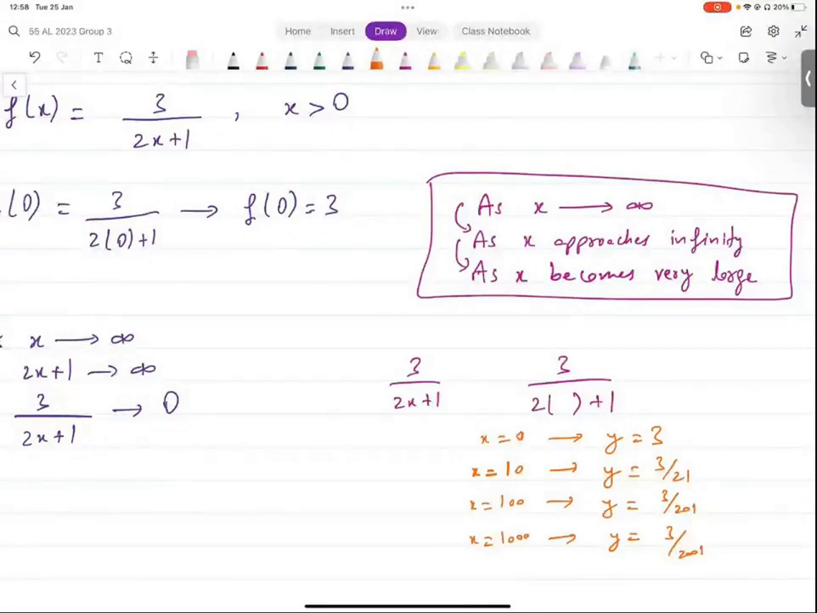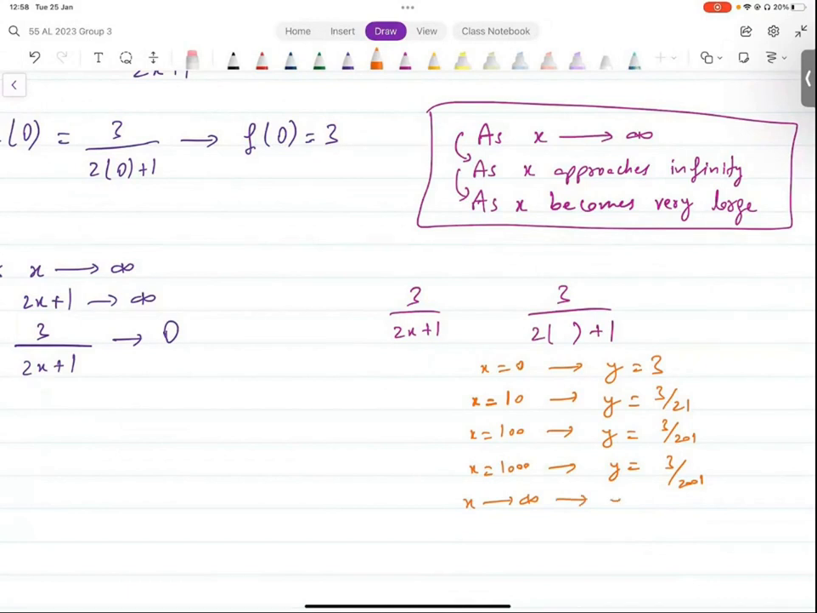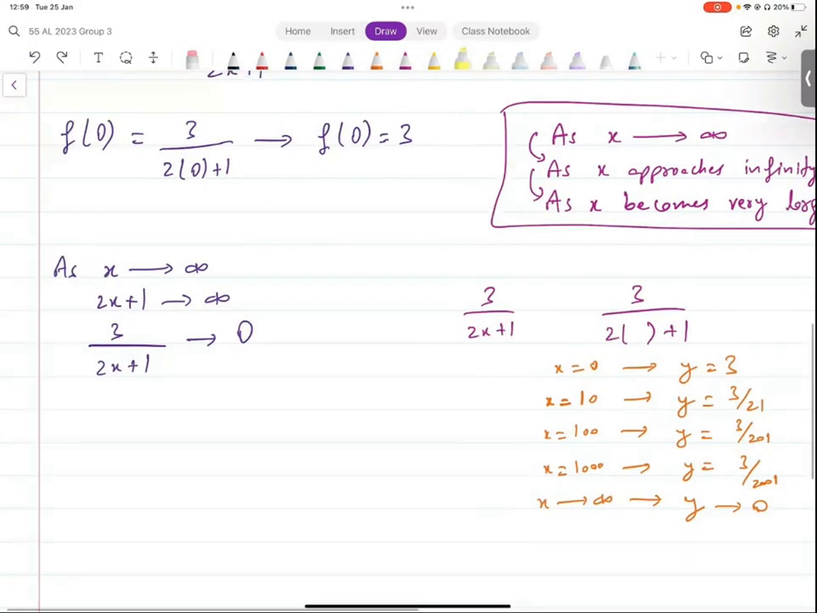So you see what's happening to the values of y? They are decreasing. वो छोटी होती जा रही है. जैसे जैसे ये x बड़ा हो जाएगा, y जो है वो 0 के पास पहुंच जाएगा. As x approaches infinity, y goes to 0. So आपकी जो range होगी इस function की वो क्या होगी? It will be between these two values. We'll say f of x is between 0 and 3. That's the range of this function.